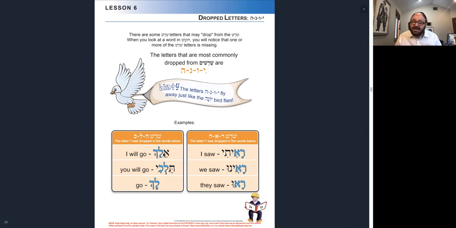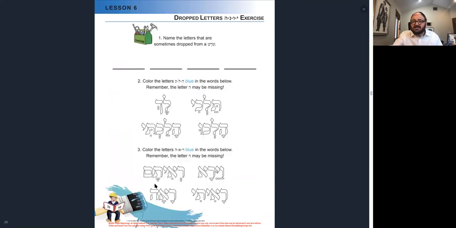and the same thing for the shoresh halach. Elech, I will go, right? It doesn't say a halach, right? There's a Hey missing. Telchi, you will go, and even you have lech lecha, right? Lech, go, even without a prefix and a suffix, sometimes that letter drops. Now, the reasons for the rules really are not that important, certainly right now, but it's just to have in your mind that not every shoresh survives the move to a complex word or even to be placed in a pasuk intact.